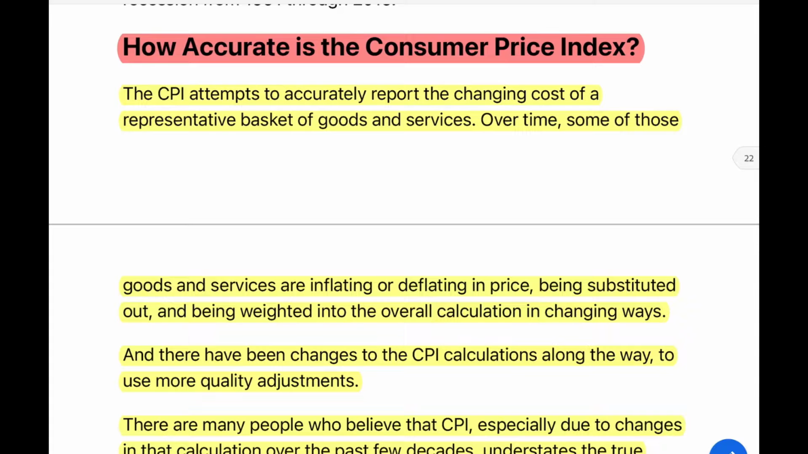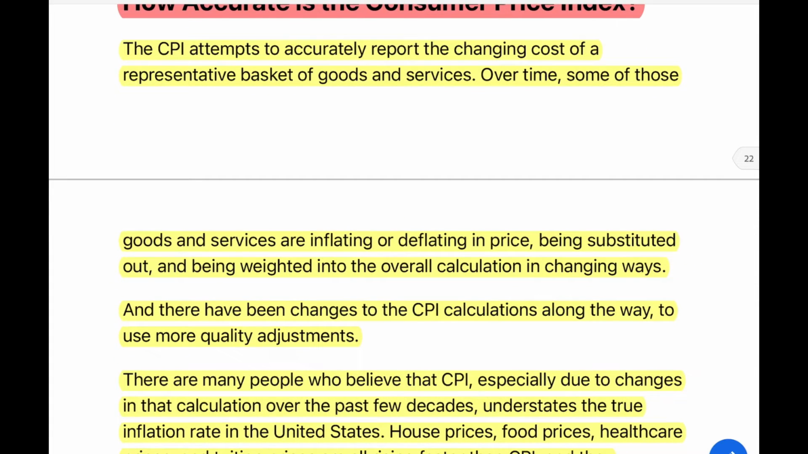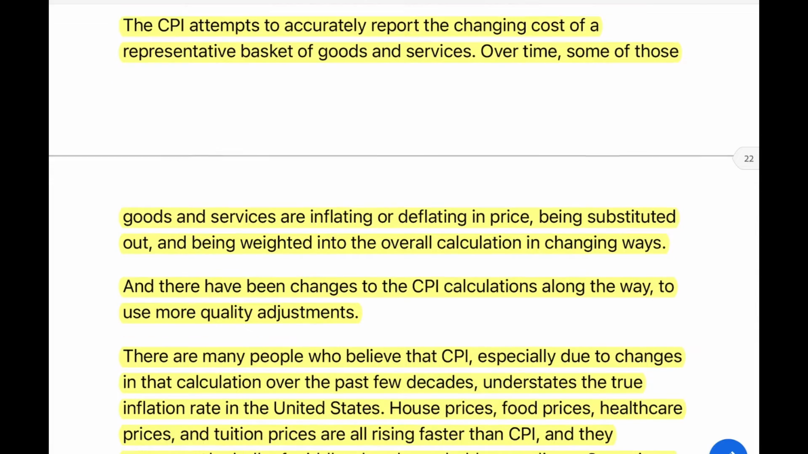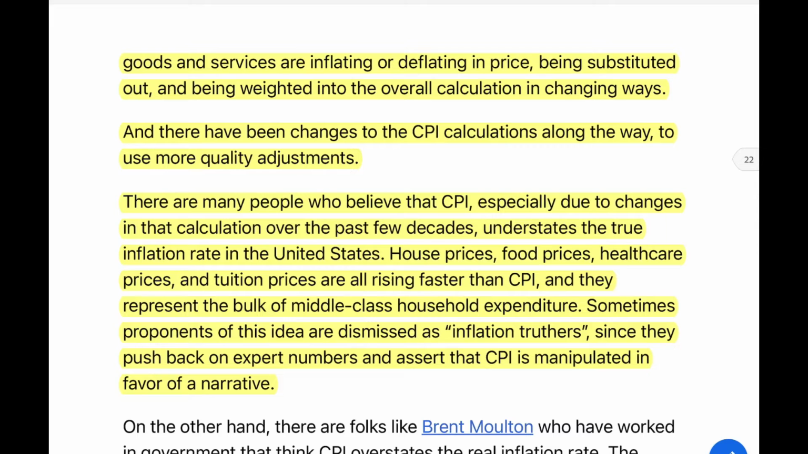The CPI attempts to accurately report the changing of costs over a representative basket of goods and services. And you notice what it said, a representative basket of goods. So they're picking and choosing which items they want in this basket, and they're manually picking and choosing. So it's not a standardized thing saying, hey, we're going to use all oil or gas prices or electricity. They're just picking and choosing every year what they want in this basket. Over time, some of these goods and services are inflating or deflating in price, being substituted out and being weighted into the overall calculation in changing ways.